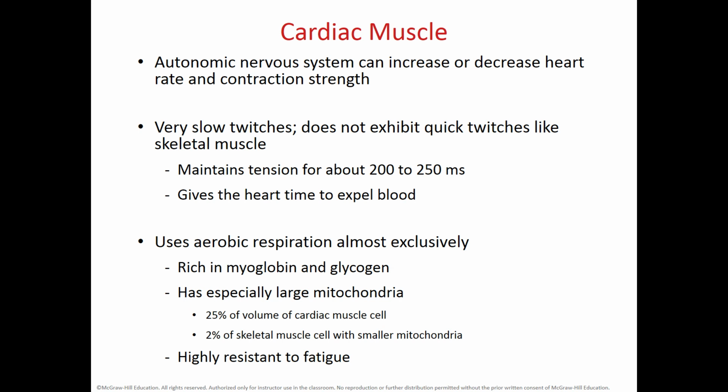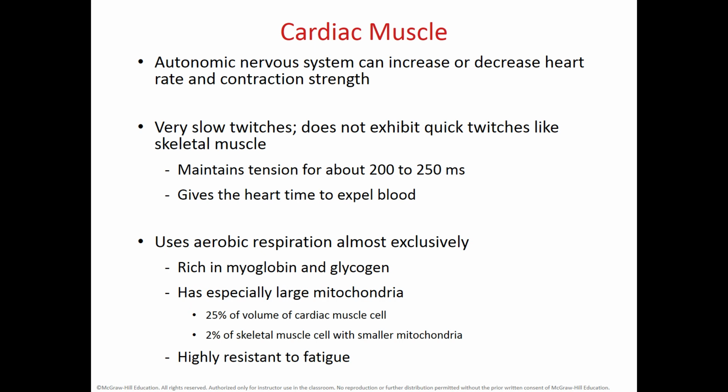And also they can contract stronger or weaker by the action of the autonomic nervous system, and they will produce very slow twitches. So they don't exhibit quick twitches like the skeletal muscle, and then maintain a tension for about 200 to 250 milliseconds. That gives the time for the heart to expel the blood. And the cardiac muscle cells use only aerobic respiration, and they are rich in myoglobin and glycogen, and they have a very large number of mitochondria that make up to 25% of the volume of the cardiac muscle cell, in comparison to the skeletal muscle cells where the mitochondria make up only 2%.